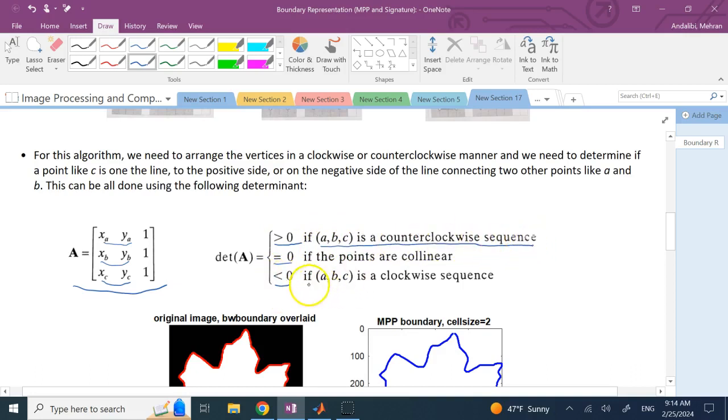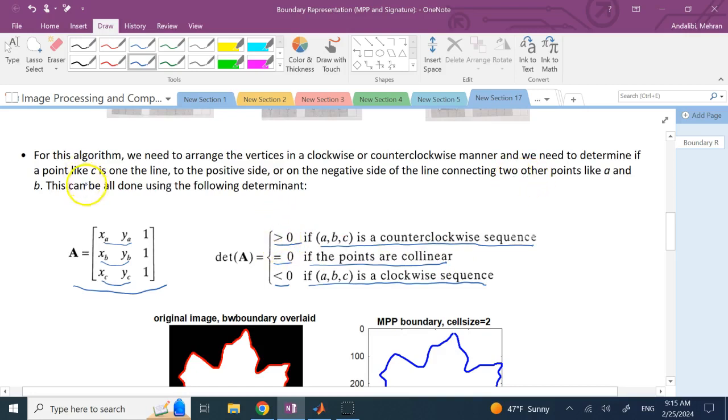If it's negative, that means it's a clockwise sequence. If it's 0, that means they are on the same line. Also, another way to say it is this. If it's positive, it means what?